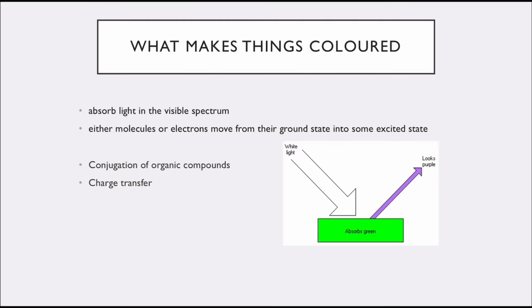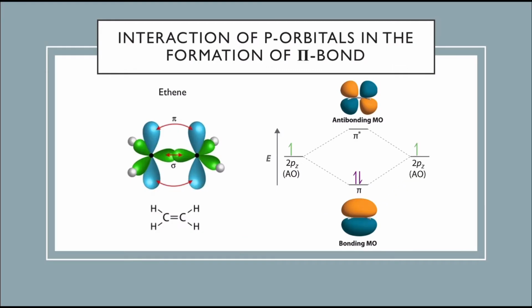When molecules or electrons move from the ground state to the excited state, they absorb energy. And the colored substance absorbs light in the visible spectrum. So what causes this? It could be due to various reasons, for example, vibration and rotation of atoms or ligand field effect. In this presentation, I'm gonna focus on conjugation of organic compounds and charge transfer.